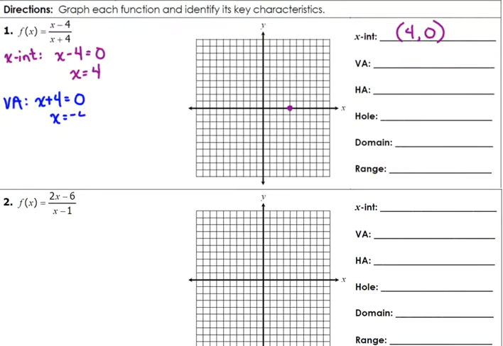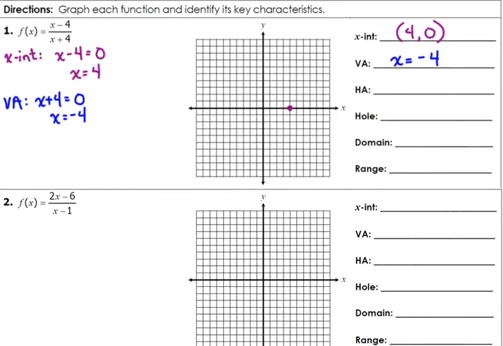So when we solve this, we get negative 4. When we plug negative 4 into our equation, negative 4 plus 4 is 0. We divide by 0. That's what a vertical asymptote is. It's where your function is completely undefined because you are dividing by 0.